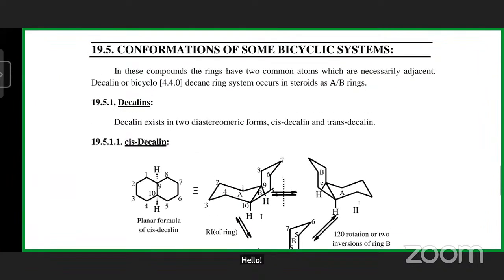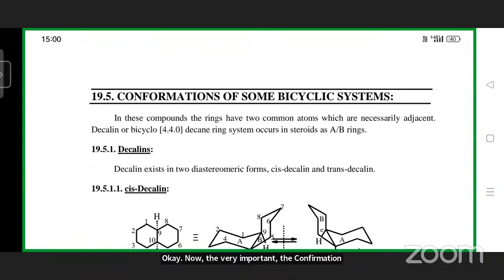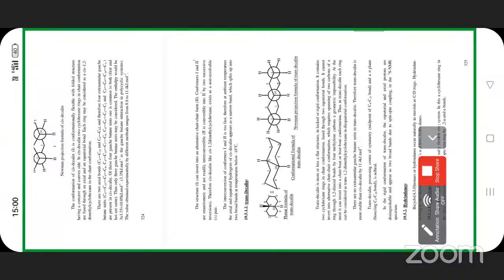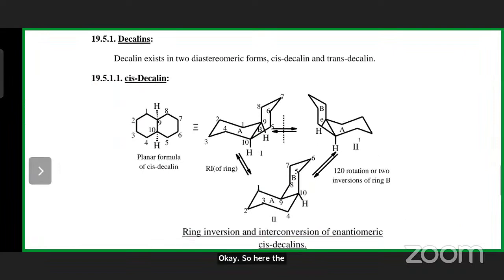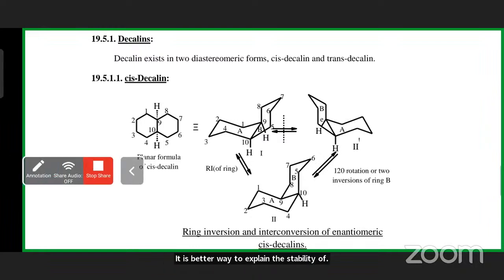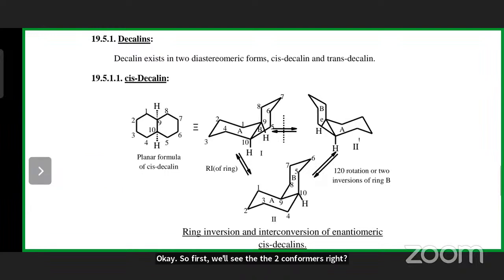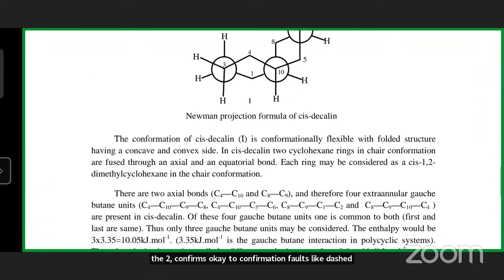Now, very important, the conformations of bicyclic compounds, decalins. The explanation of decalin can be done by the Newman projection. It is a better way to explain the stability of decalins. First we'll see the two conformers. Decalin exists in two diastereomeric forms, that is cis decalin and trans decalin.